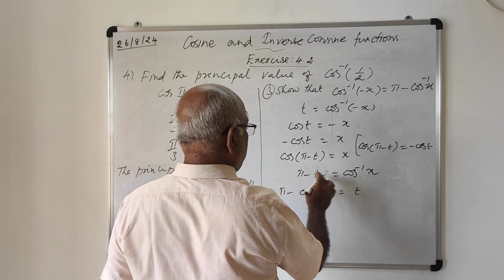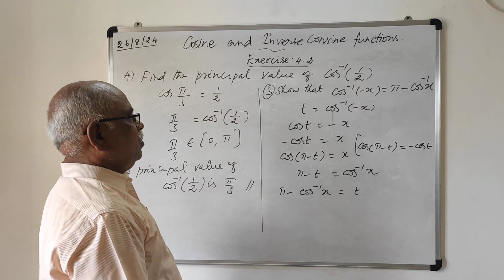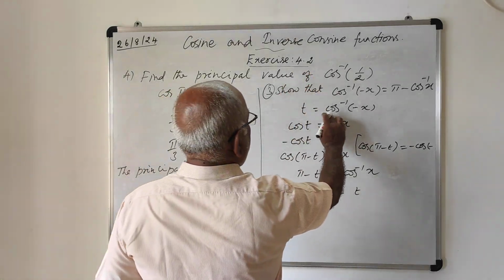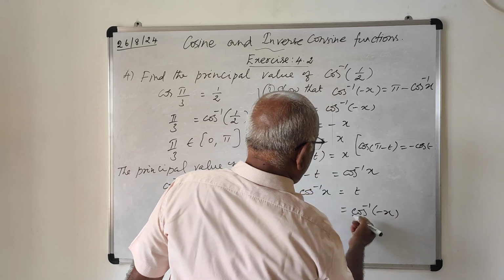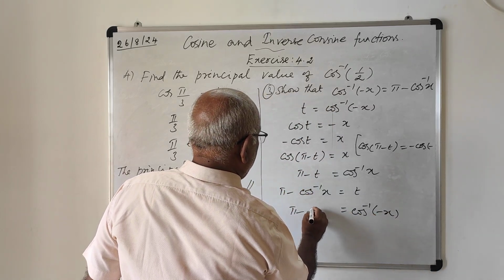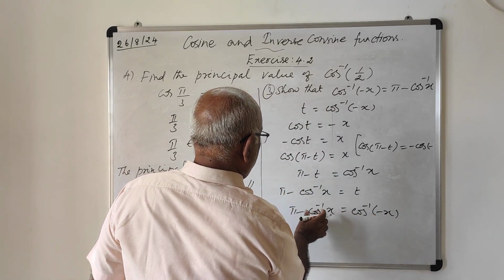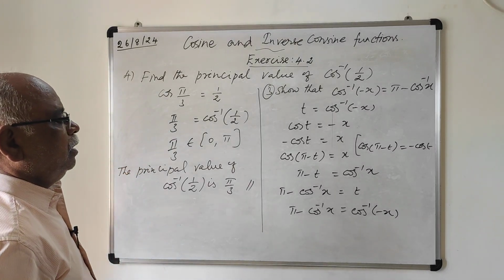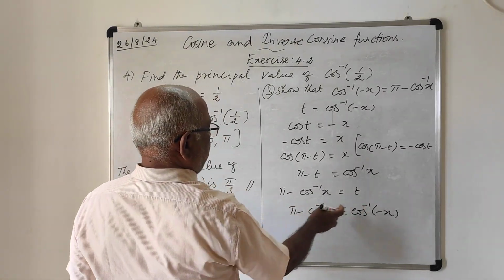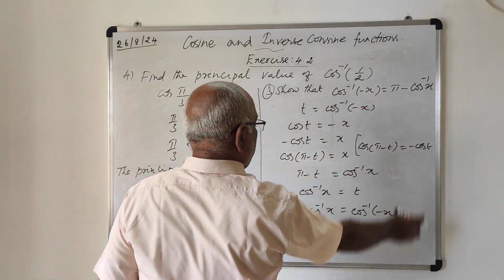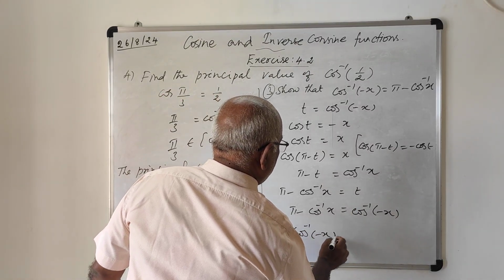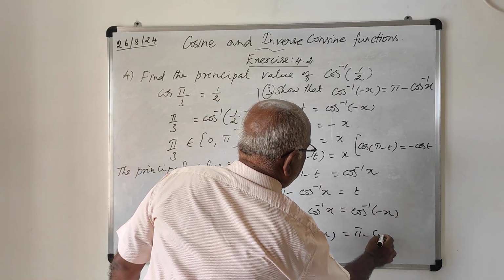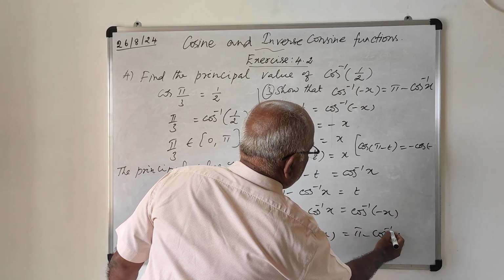Pi minus cos inverse of x equal to t. But what is our t? t is cos inverse of minus x. So cos inverse of minus x equal to pi minus cos inverse of x. We proved it. Cos inverse of minus x equal to pi minus cos inverse of x.